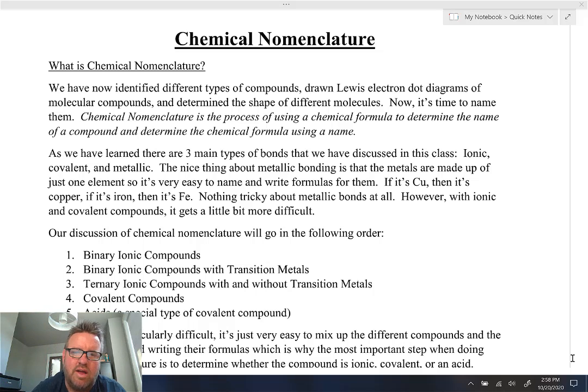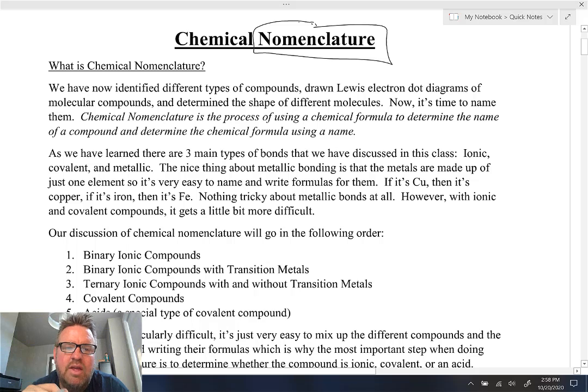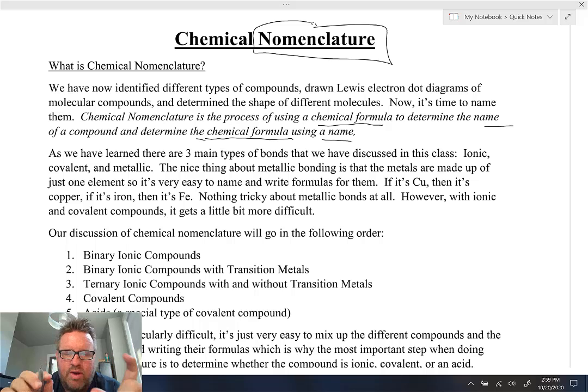So again, just like in all science, they come up with fancy words to describe things, but all that this word nomenclature represents is just name, okay? So chemical nomenclature is the process of using a chemical formula to determine the name, and then going backwards, using the name to determine the chemical formula.